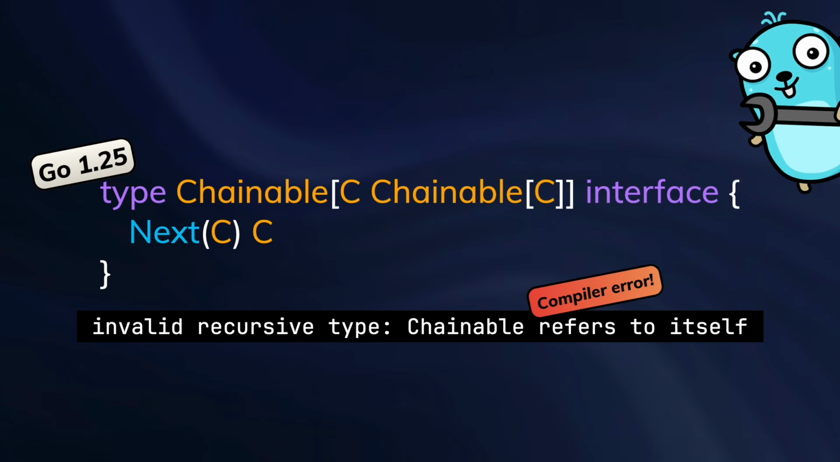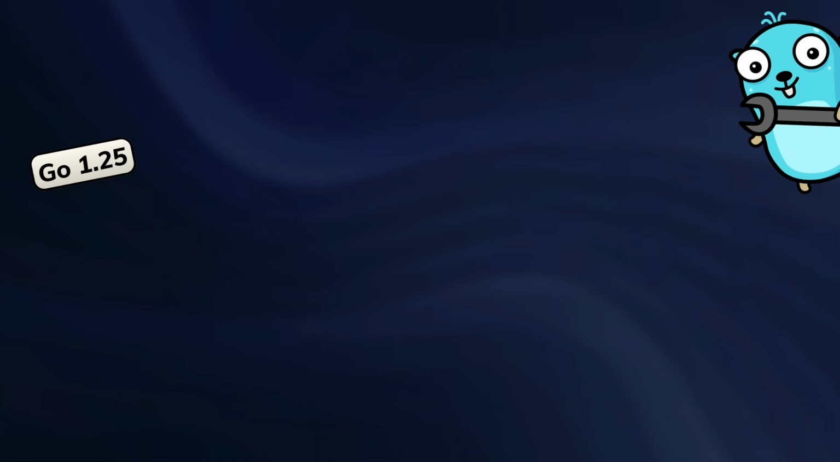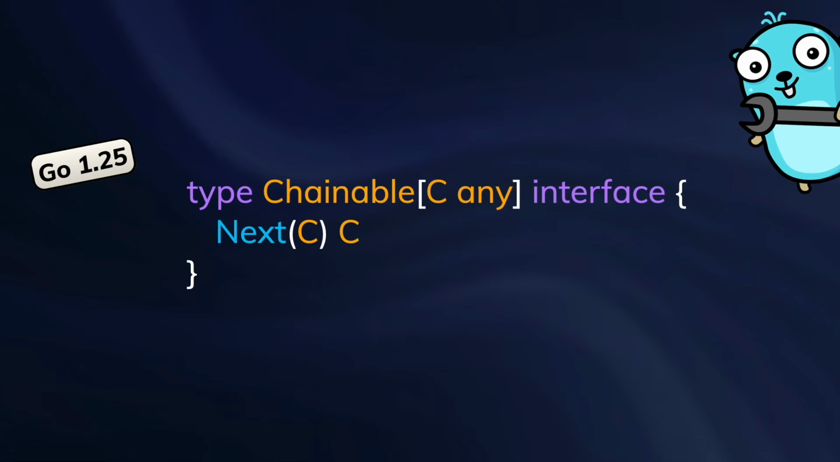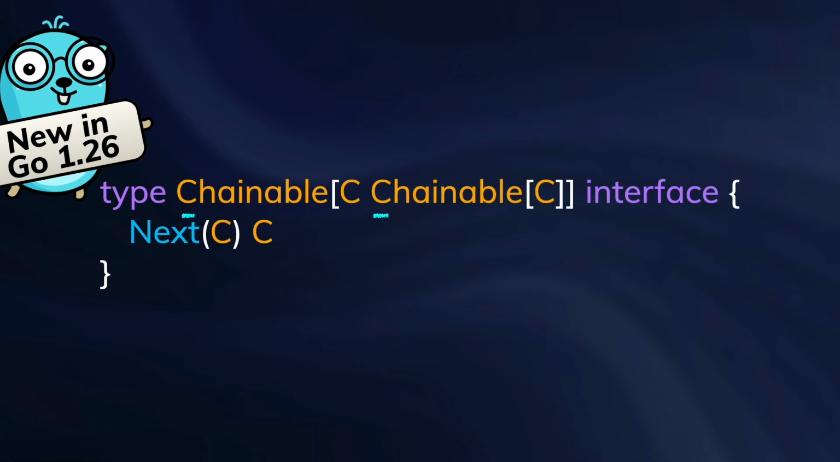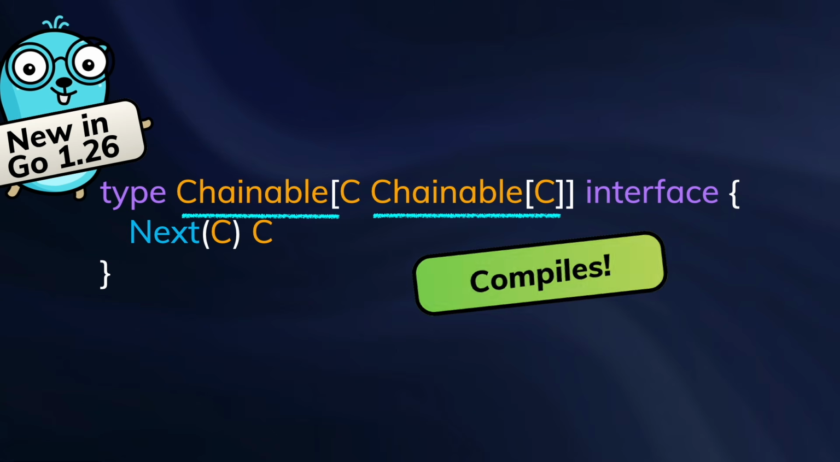We are forced to use the any interface, or the empty interface, if we wanted to return that type or do something with the value that we are returning back. This is changing in Go 1.26, where we can define a generic type that accepts the type that we can return back in the method that we're using in the interface, allowing it to be type safe.